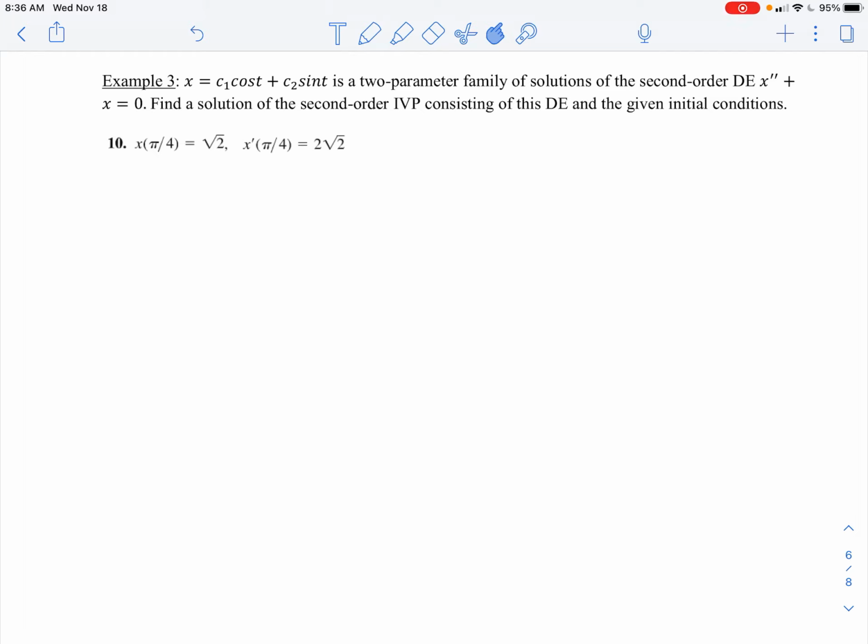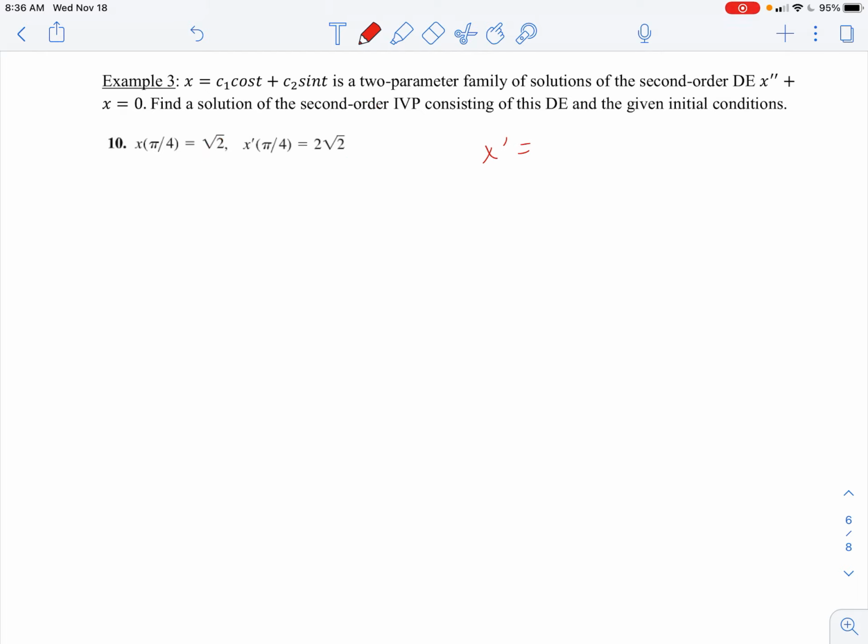So what we're going to do here, it gives us the solution to the differential equation, x double prime plus x equals 0. It already gives us that. So what we're going to do is determine what are the two parameters that we need to solve for: c sub 1, c sub 2. That's why it's called two parameter, because we need to solve for c sub 1 and c sub 2, two constants. So the first thing I'm going to do is find x prime, because I already know I can plug some values in for x prime.